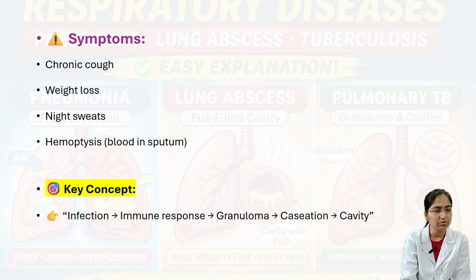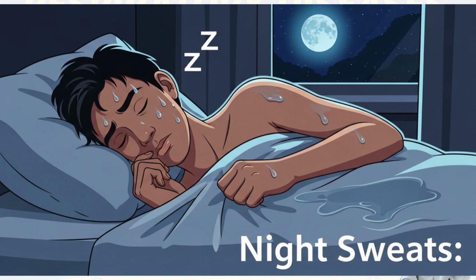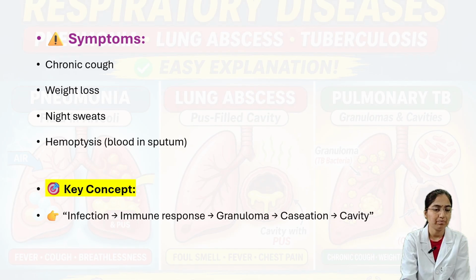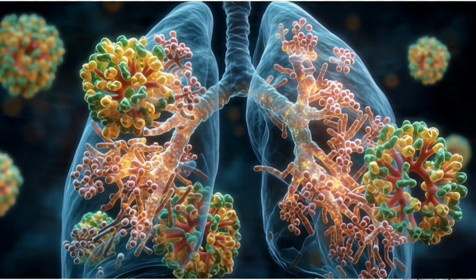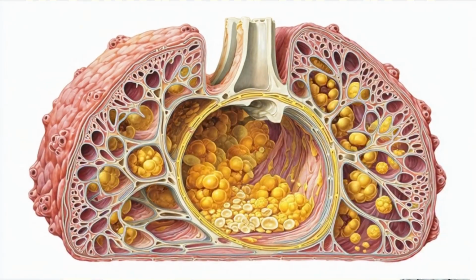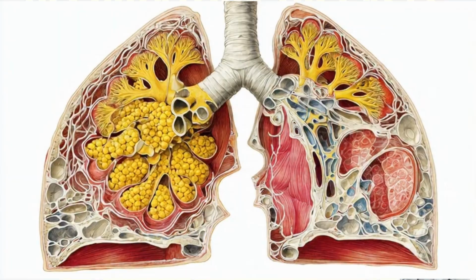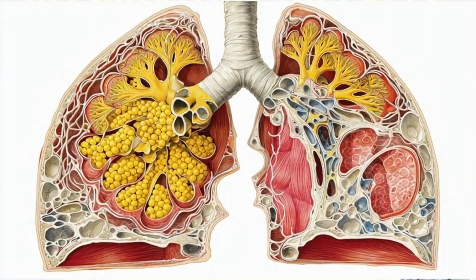We'll see the symptoms of pulmonary TB here: chronic cough, weight loss, night sweats, and hemoptysis, that is, blood in sputum. Don't get confused between hematemesis and hemoptysis. The next clearing concept is that infection turns into immune response. After that there will be the formation of granuloma. After that it turns cheese-like, that is caseation, and then it turns to a cavity inside the lungs.